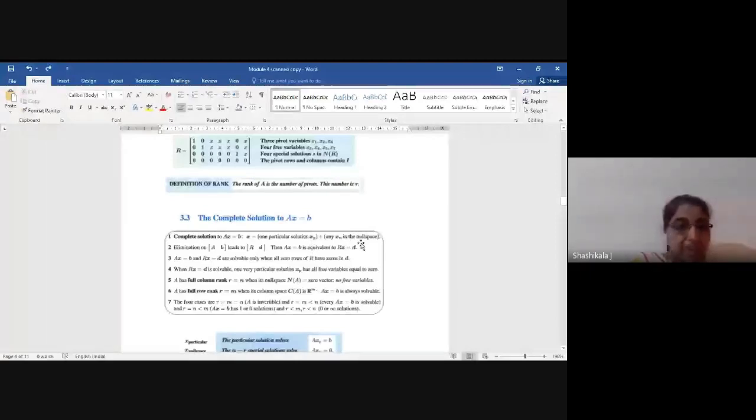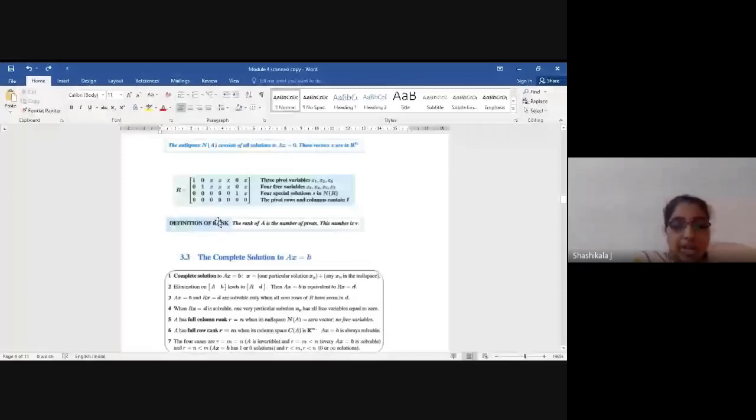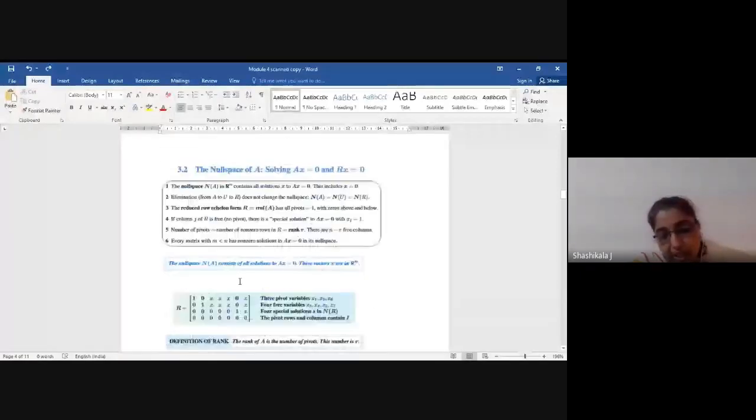And the elimination: the augmented matrix, when you write the matrix A along with your answer b, leads to the reduced matrix R and some value d, because b also changes. Then Ax = b is equivalent to Rx = d. Now they introduce one more word, rank. Can you tell me the rank of this matrix? Please write in the chat.